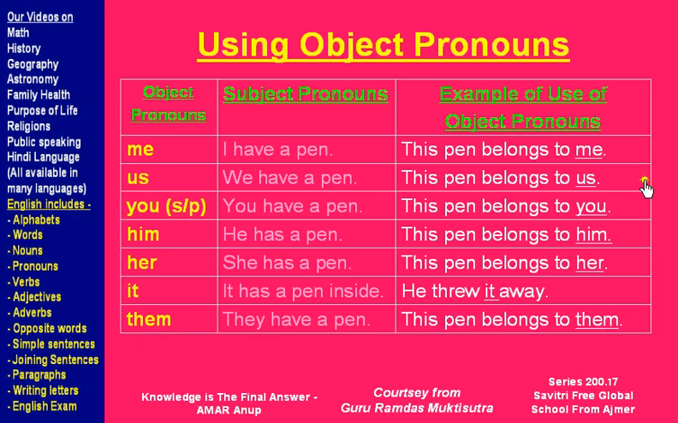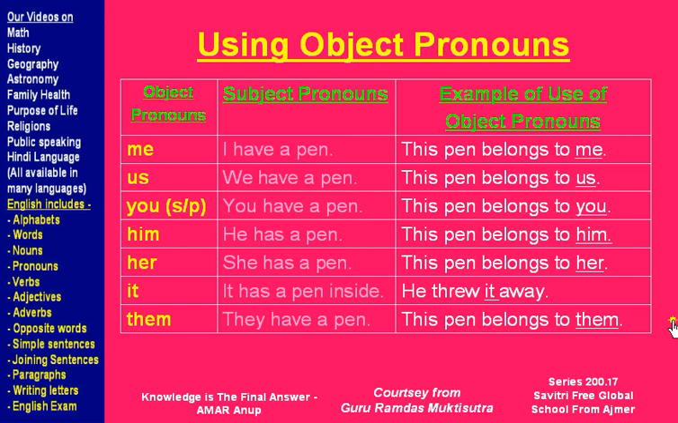Now repeat after me. This pen belongs to me. This pen belongs to us. This pen belongs to you. This pen belongs to him. This pen belongs to her. He threw it away. This pen belongs to them.